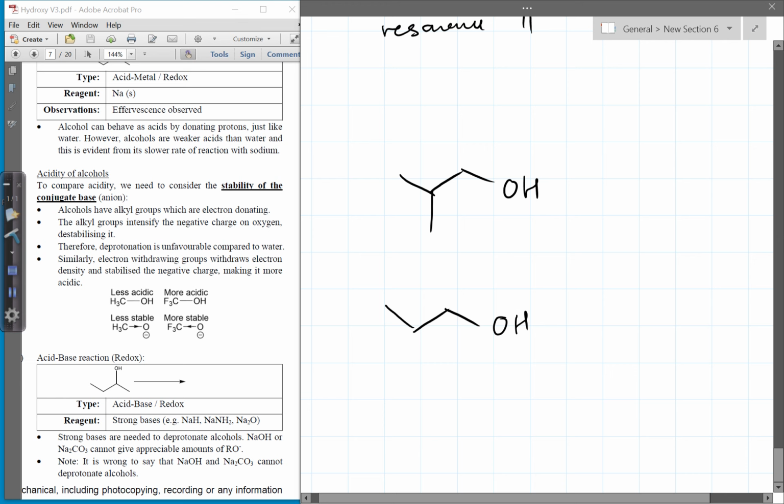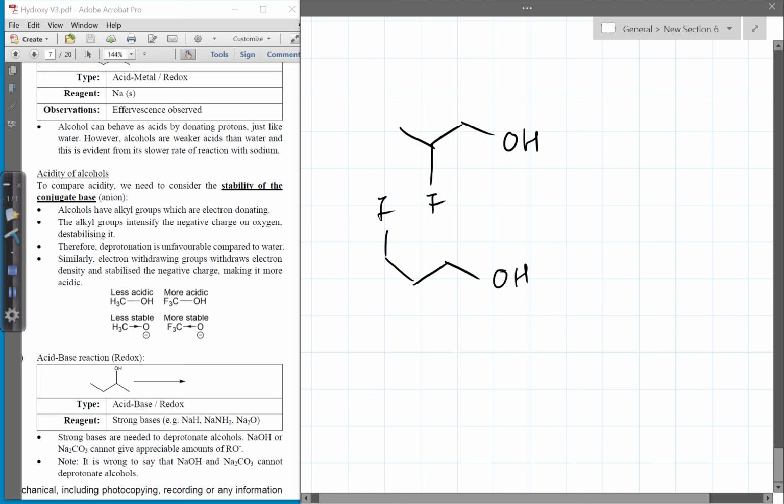Sorry, this is a bad example. For example, this versus this, right? Which one will be more acidic? Same thing. This is closer to... always deprotonate, right? This is always the case. Deprotonate and compare the stability.